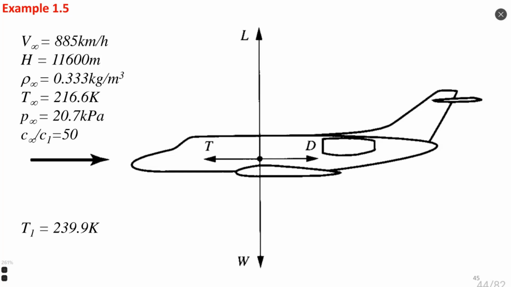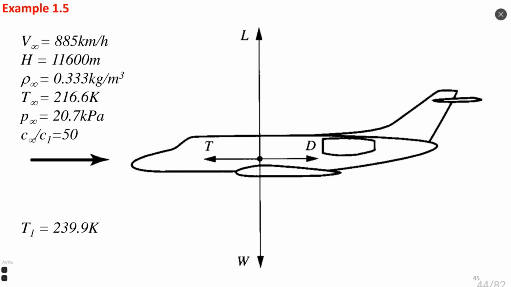So the task is the following, that we have an airplane with known parameters of flight. They are a flight speed of 885 kilometers per hour, and an altitude of flight of almost 12 kilometers. We know density at this altitude, we know temperature and pressure at this altitude of flight according to the standard atmosphere table. This data of rho infinite, T infinite, and P infinite, you can find in Appendix D of Anderson textbook at the end of the book.